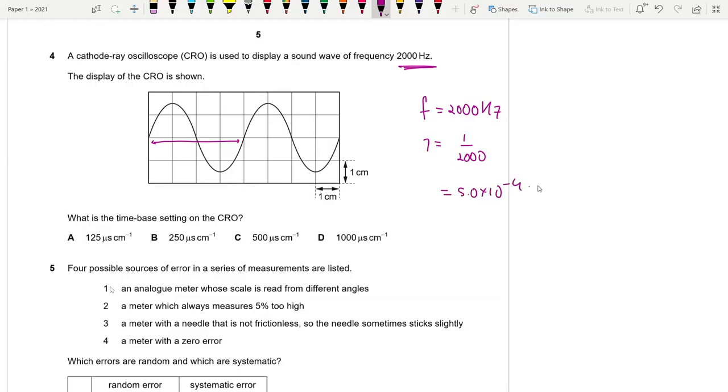Okay, so 1 by 2000 is 5.0 into 10 to the power minus 4. Okay, so 4 boxes make up this time period. So 4 into time base is equal to the time period itself. So if you divide by 4, you're gonna get an answer of time base equal to 1.25 into 10 to the power minus 4 seconds per centimeter. Now what?